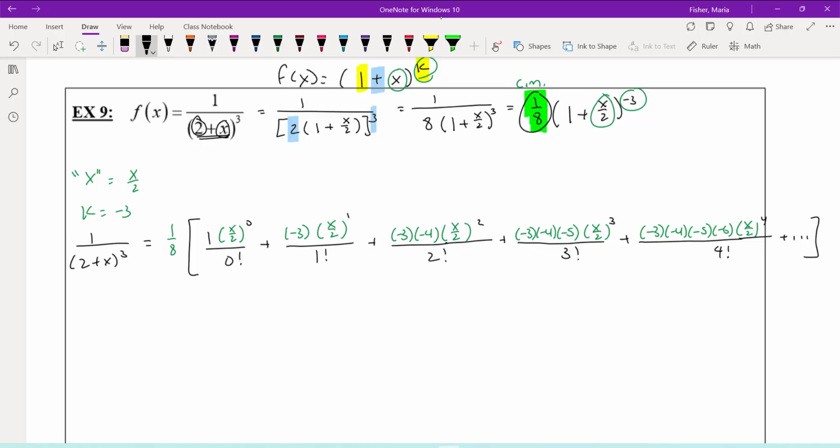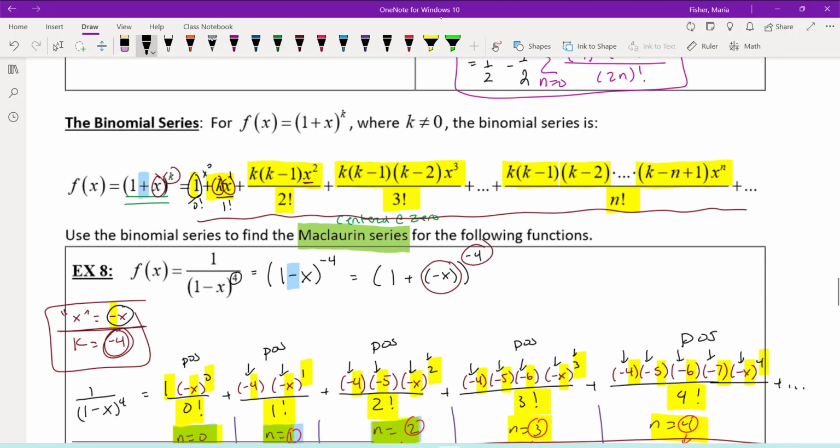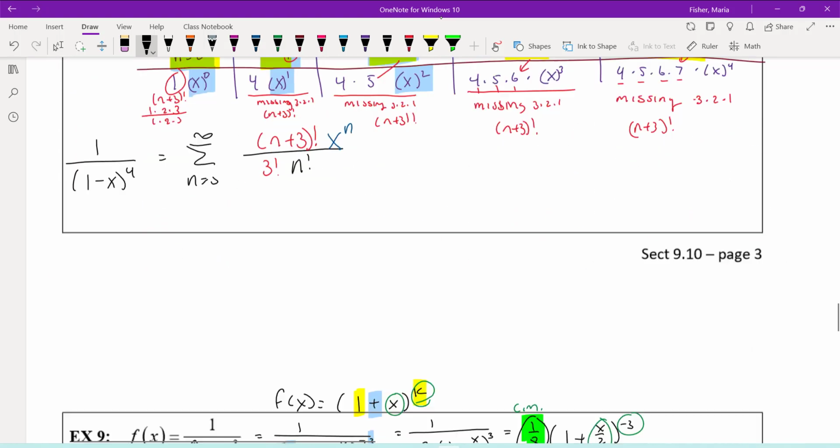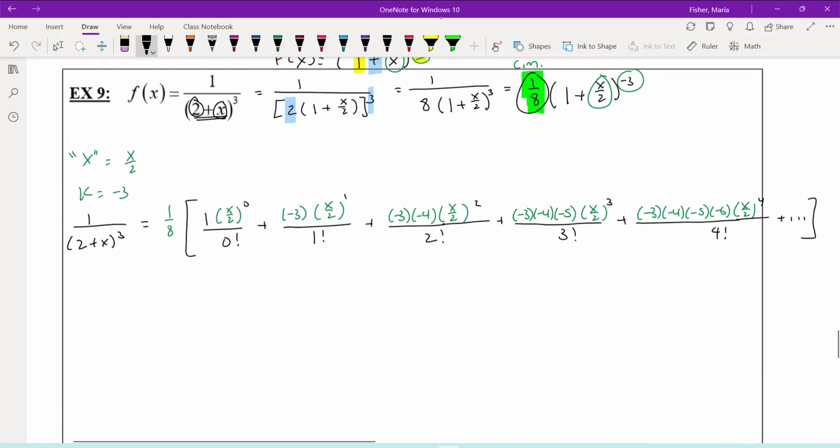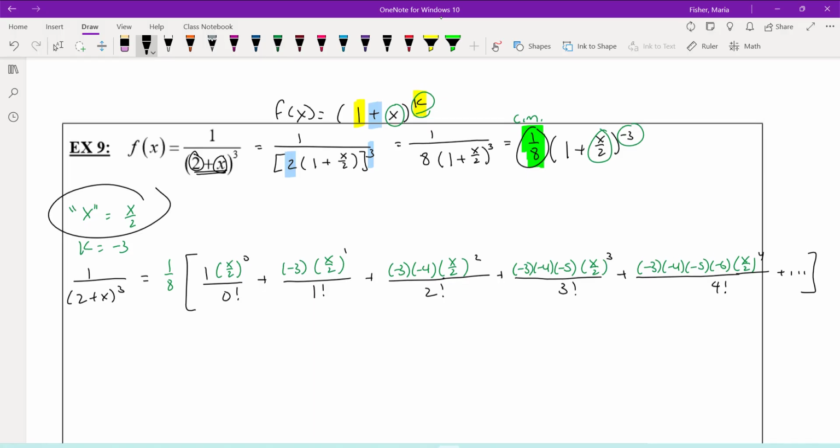And all of these things that I'm saying are coming from that formula. This guy here, 1 and then k times x, k times k minus 1 times x squared all over 2 factorial, k times k minus 1, k minus 2, x cubed all over 3 factorial. So it's coming from that formula there. And remember, the x in this case was x over 2, which is why I keep writing x over 2. And then the k there was, what, negative 3? So that's why it's negative 3, and then negative 3 minus 1 is negative 4, and then minus 2 is a negative 5, minus 3 is a negative 6, etc.